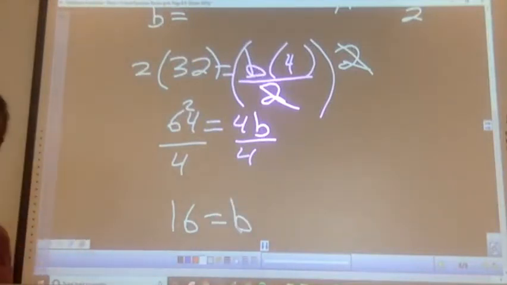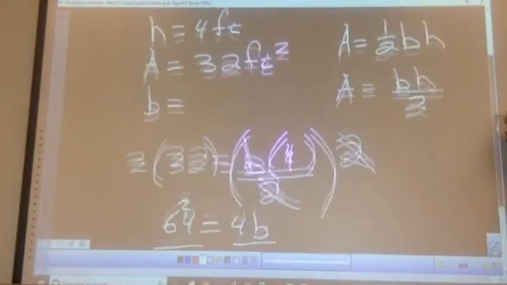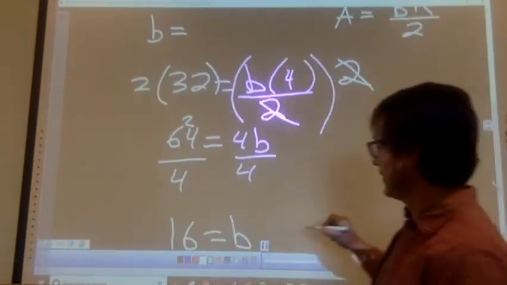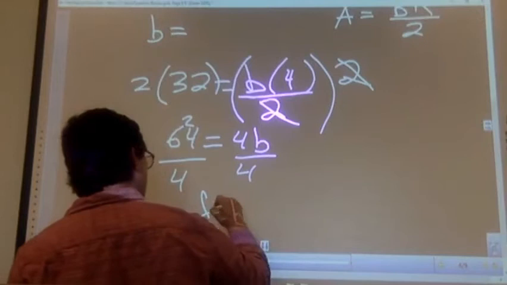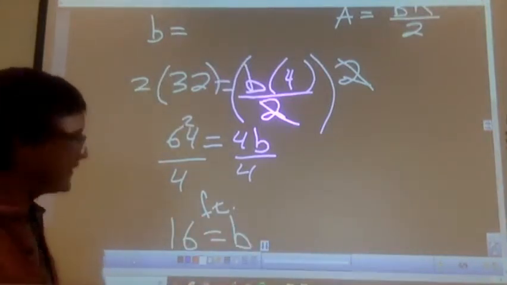And what are we talking about with units on this one? Anyone? What are we talking about units? Feet. Feet. Thank you. Okay, and you can always abbreviate units. You don't have to write feet out.